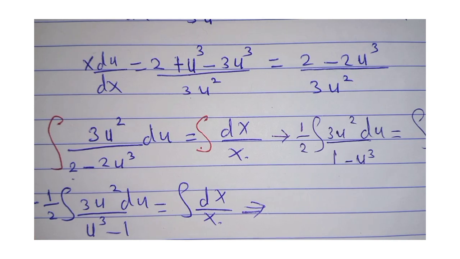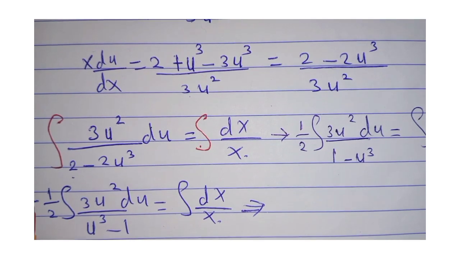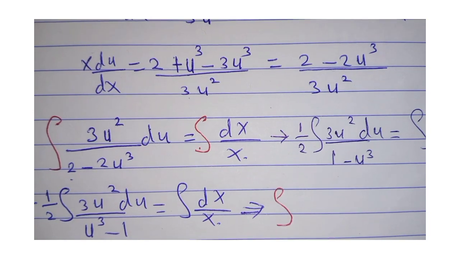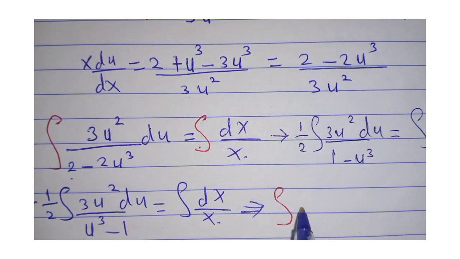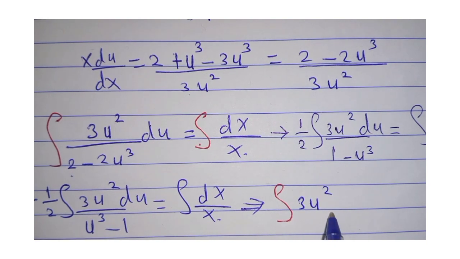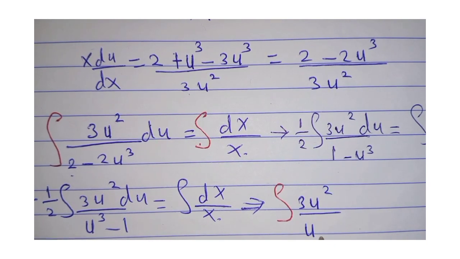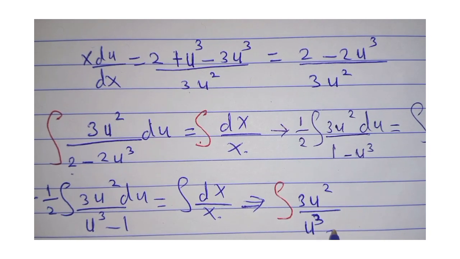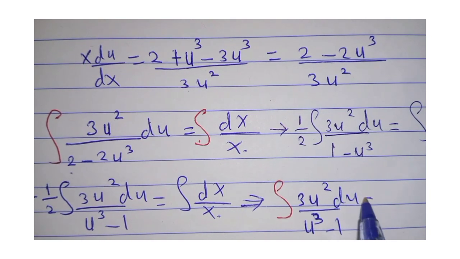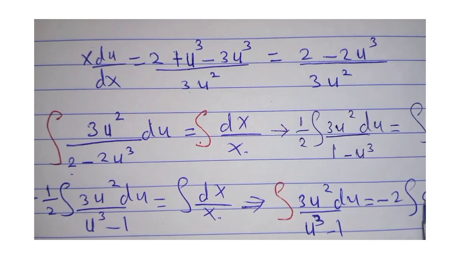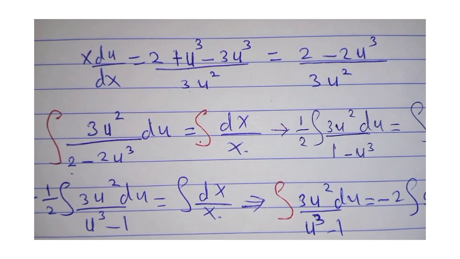which implies that you can multiply both sides by -2 so that we are going to have integral of 3u squared divided by u cubic minus 1 du is equal to integral of -2 dx over x.